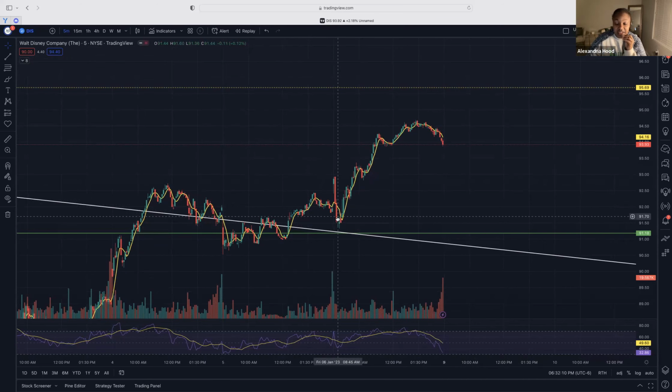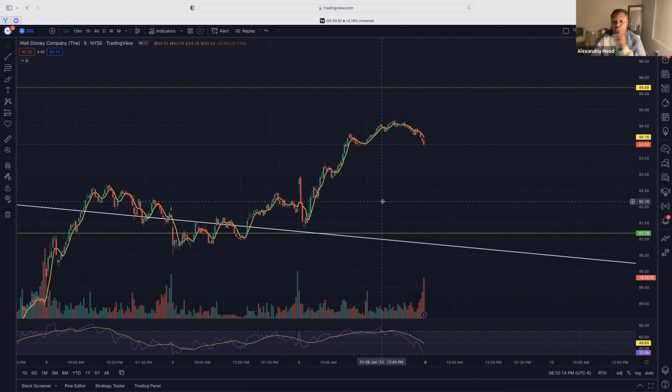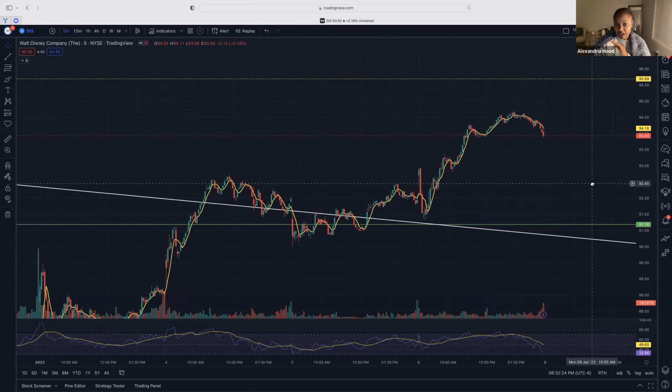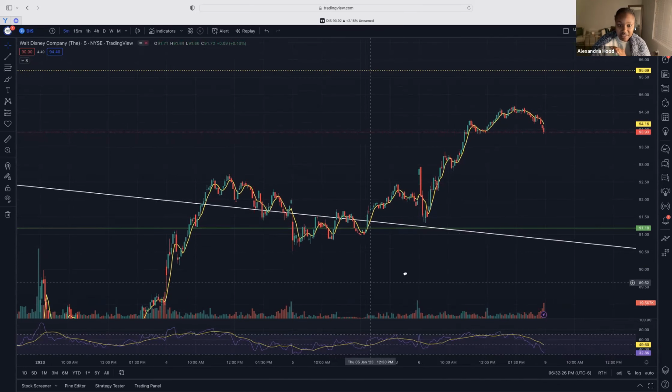And the way I like to use it is wicks, or if you see a bullish candle open right on it and move up, that's an amazing bullish signal. Or if you see a bearish candle open right on it and move down, just amazing signs in there, right?